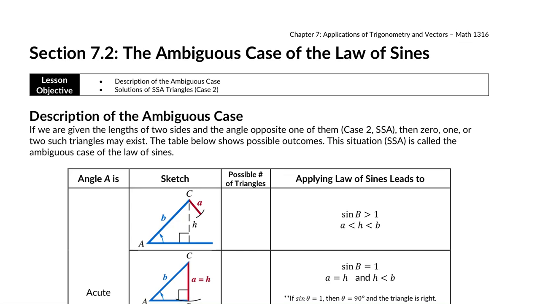So in section 7.1, we introduced the law of sines, and we worked mostly with side-angle-side or angle-side-angle, things like that, right? Today we're going to work with what's called the ambiguous case of the law of sines.